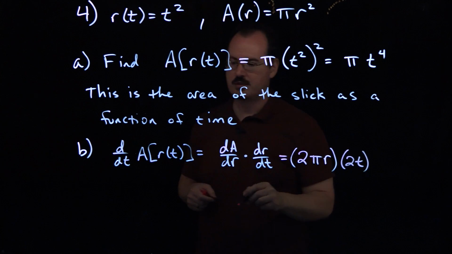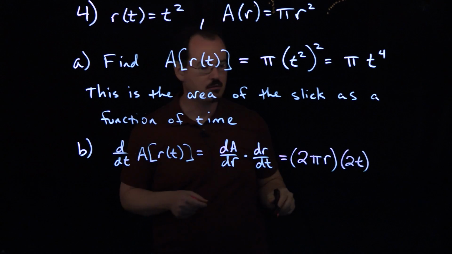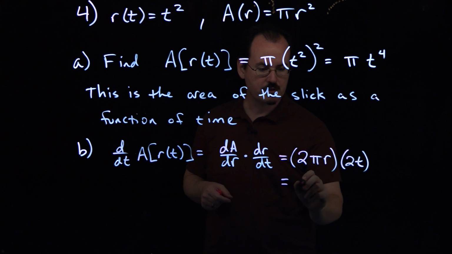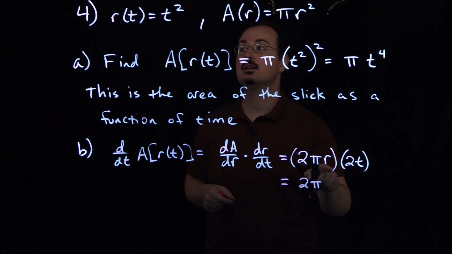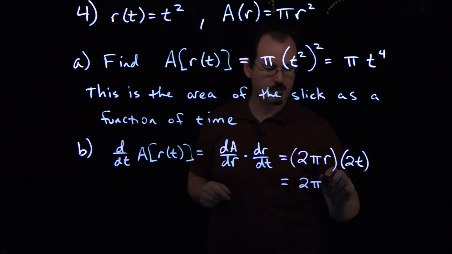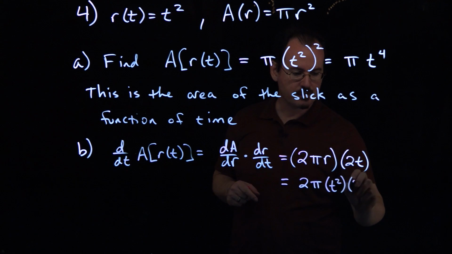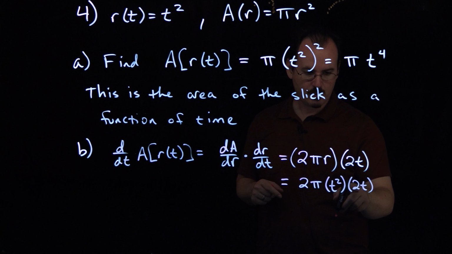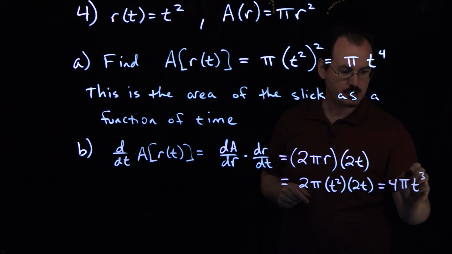Now really what we want this to be is a function of time. The d dt means we want this all to be in terms of t. So what we can do to make that happen is plug in what r is. r is equal to t squared from there. So we get t squared here, and then we still have this 2t. Now if we multiply all this out, we're going to get 4 pi t cubed. So 4 pi t cubed.